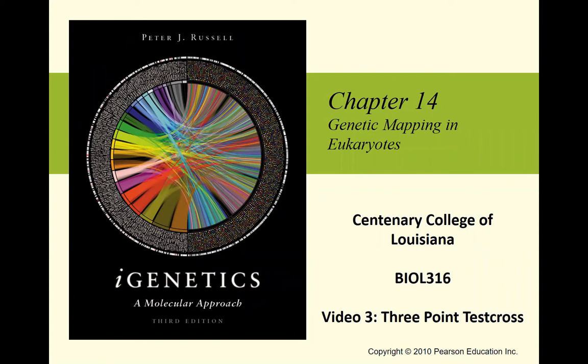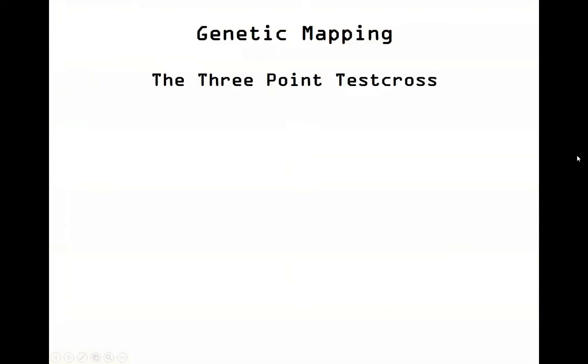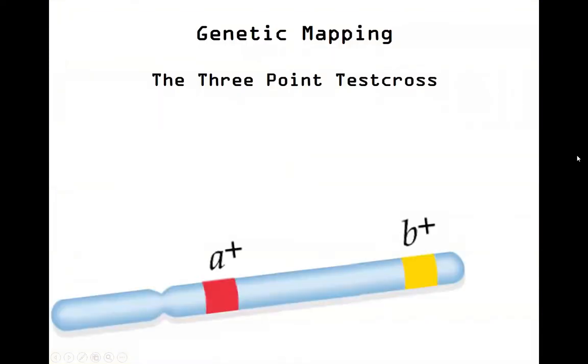Last time we looked at the 2-point Testcross. Just to refresh your memory, what we were looking at was 2 points on a chromosome, so we compared that to 2 points on a physical map of Hyrule. The 3-point Testcross in relation to that is exactly what it sounds like: a third point somewhere between these two. So we have genes A, C, and B, and again, 3 points on that map of Hyrule.